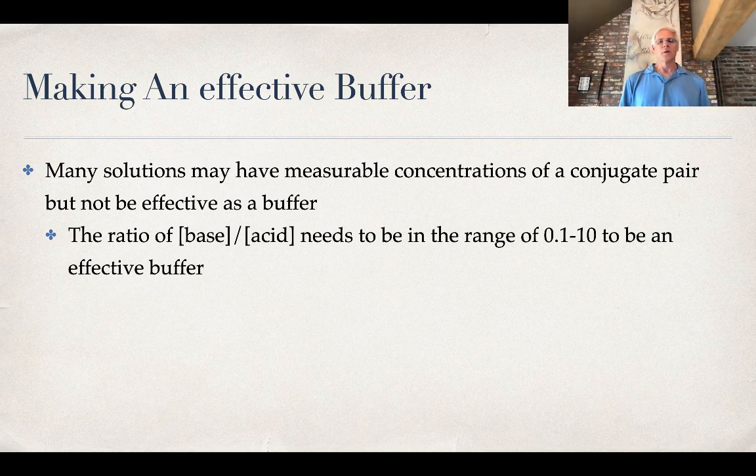Okay, so when we are looking at making an effective buffer, what we need to look at is that ratio of base to acid. Remember when we first learned about buffers at the start of this talk, we said we need a substantial amount of the conjugate. What that means is we have a set ratio. The ratio needs to be somewhere between 0.1 to 10 of base to acid. So we can't have any more than 10 times the amount of base or acid to the other component in order to be an effective buffer.